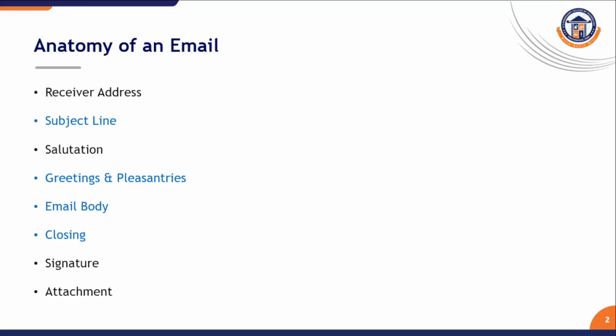And before going for finding the email etiquette, we have to understand the anatomy of an email, or the skeleton of an email drafting. So we have various parts or headings under which we have to understand what is meant by anatomy of an email. We have receiver address, subject line, followed by salutation, greetings and pleasantries, email body, closing, signature and attachment. We will be seeing in the forthcoming slides about each of these headings in detail.